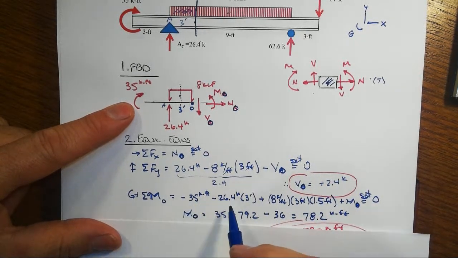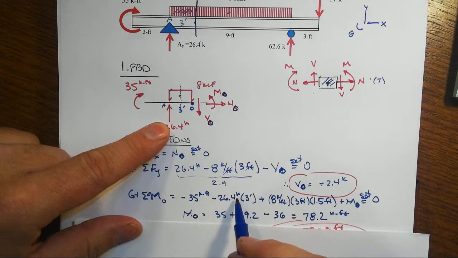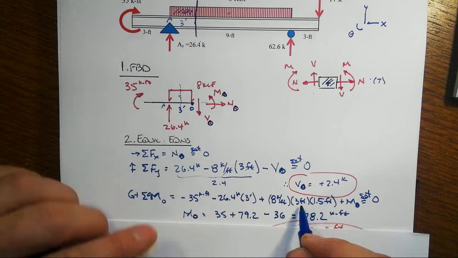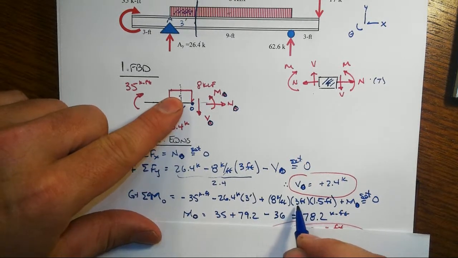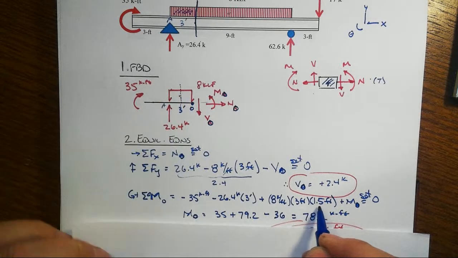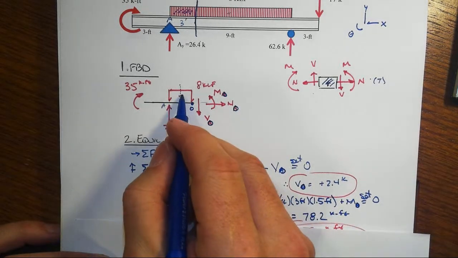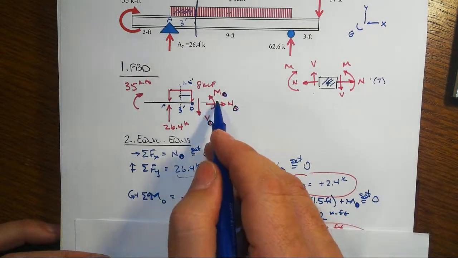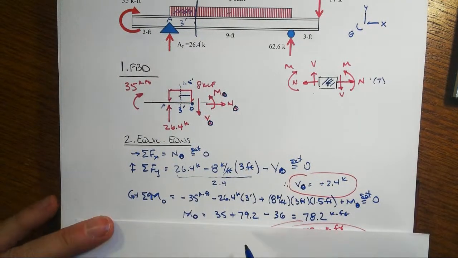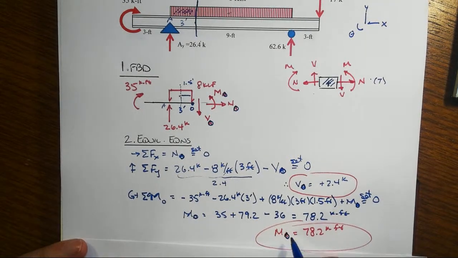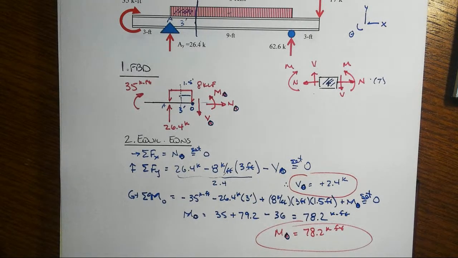So minus 35 kip foot there, minus 26.4 kip reaction times the 3 foot moment arm, plus the 8 kips per foot times 3 foot, that's 24 total kips, acting at the centroid of the little partial one, and then times this moment arm over to the point of interest. There's your 1.5 feet, plus the M0 is all equal to 0. And that's how we then solve for our moment at that point, 3 foot to the right of A, is 78.2 kip foot. Right?